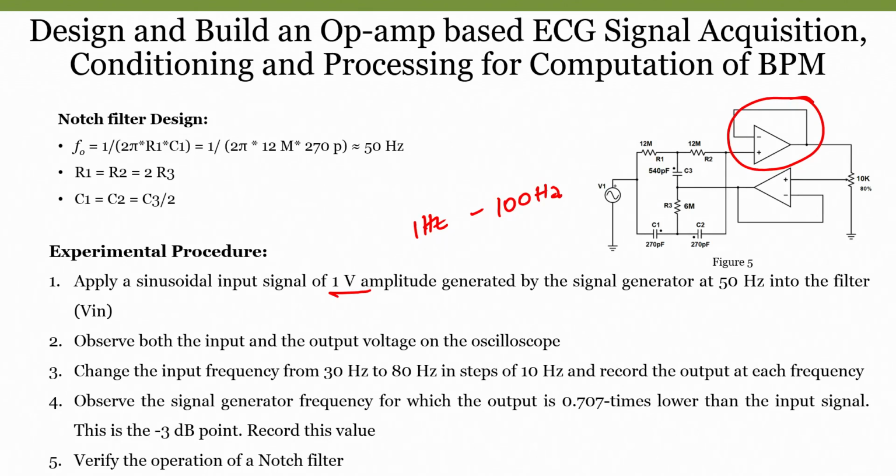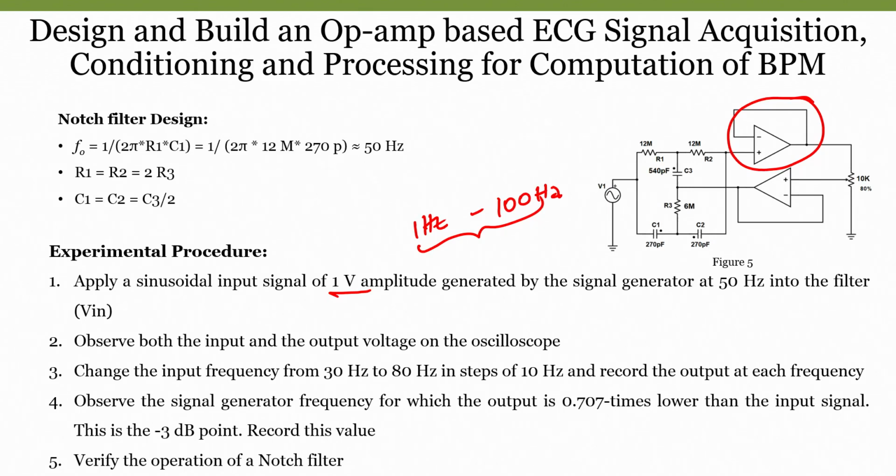So, the complete frequency range of our interest is between 1 hertz and 100 hertz, and this circuit is designed to remove the narrow band of 50 hertz. Since 50 hertz lies within this range, the requirement can be completely verified using this range of frequency. When we apply input, we will slowly change the frequency from 1 hertz to 100 hertz in steps of 10 hertz, and observe at what frequency the output amplitude is 0.707 times that of the input signal.